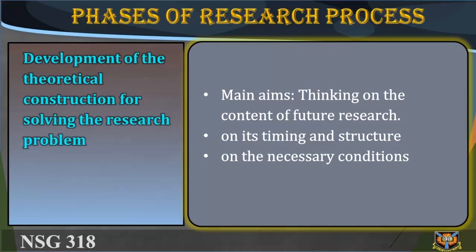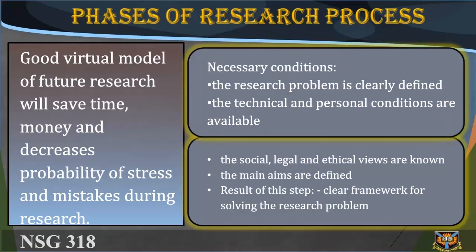Development of the theoretical construction for solving the research problem. Main aims: thinking on the content of future research, on its timing and structure, and on the necessary conditions. A good factual model of future research will save time and money, and decreases the probability of stress and mistakes during research.